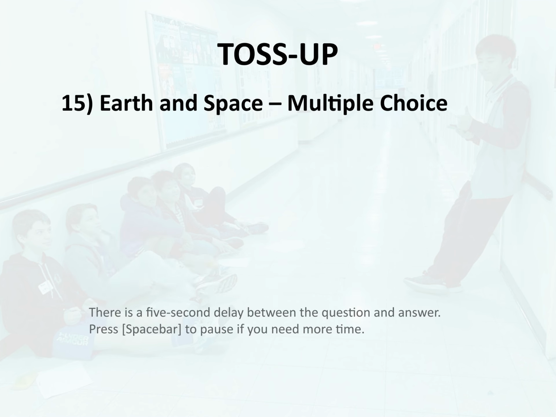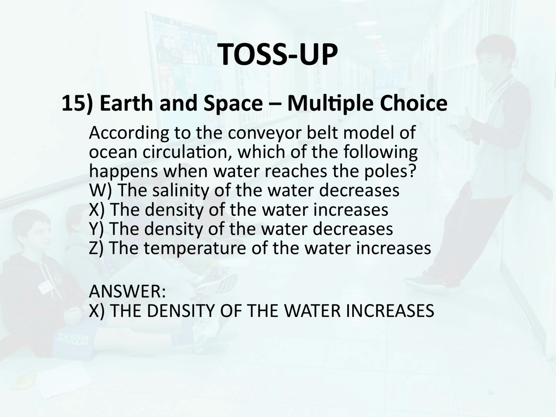Toss-up 15. Earth and space, multiple choice. According to the conveyor belt model of ocean circulation, which of the following happens when water reaches the poles? W. The salinity of the water decreases. X. The density of the water increases. Y. The density of the water decreases. Z. The temperature of the water increases. Answer: X. The density of the water increases.